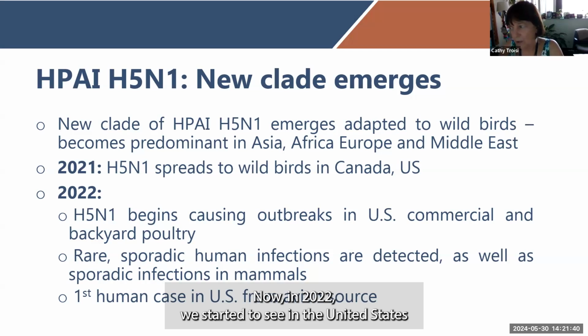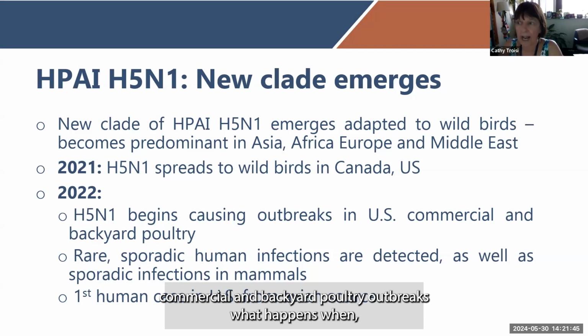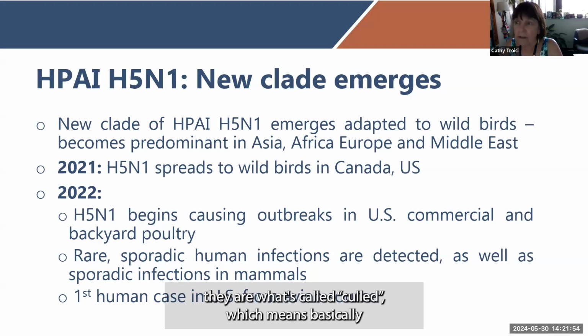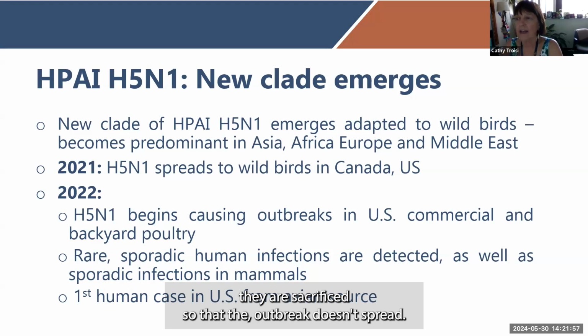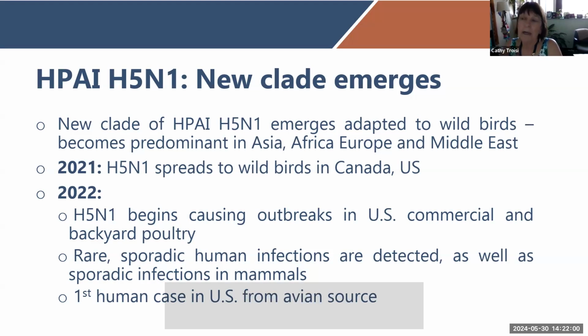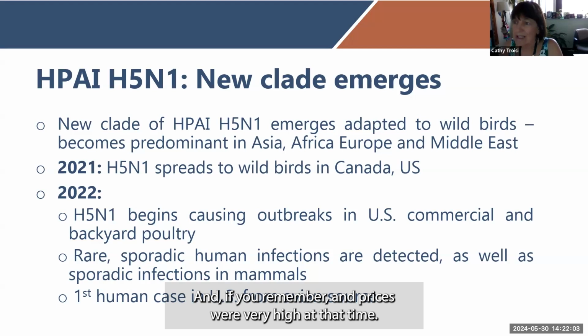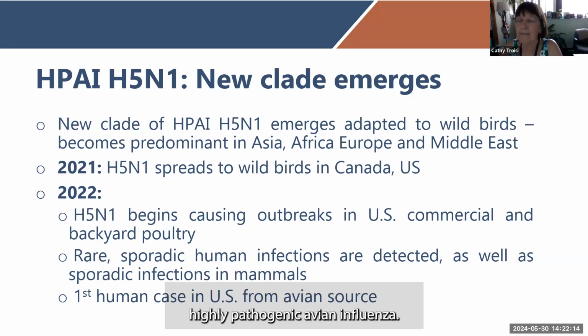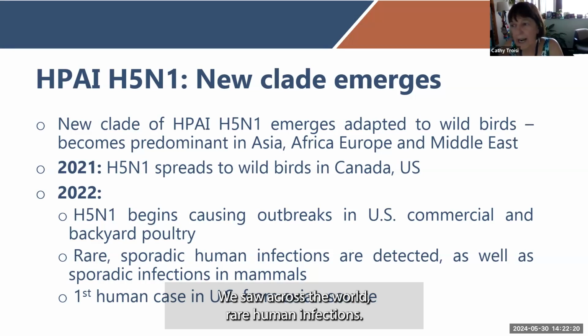Now, in 2022, we started to see commercial and backyard poultry outbreaks in the United States. Besides the birds dying, if they don't die, they are what's called culled, which means basically they are sacrificed so that the outbreak doesn't spread. And if you remember, egg prices were very high at that time. The reason was that so much poultry had to be culled because of this highly pathogenic avian influenza. We saw rare human infections across the world.